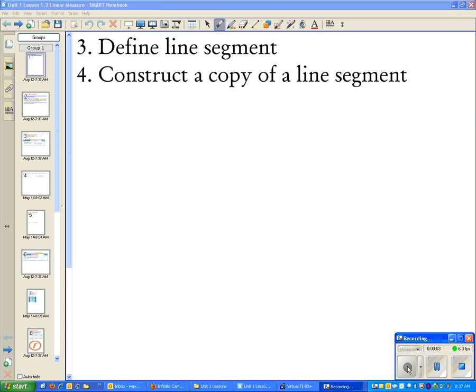Page 14. Section 1-2 is called linear measure, and we have two learning targets here. We're going to define line segment, and we're going to construct a copy of a line segment. Now, we're going to learn some other things too, but those are our two learning targets. So we need to know the definition of a line segment, and we need to learn how to do a construction to make a copy of a line segment.